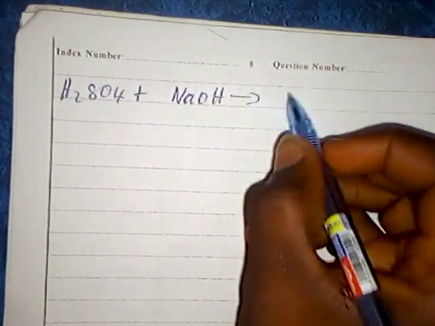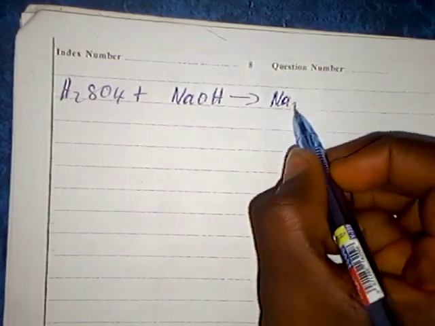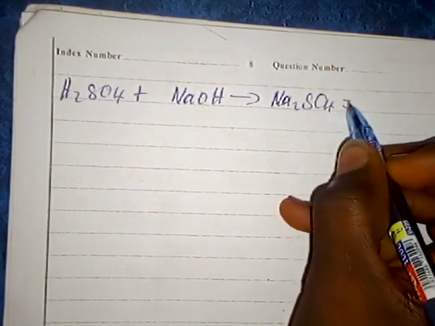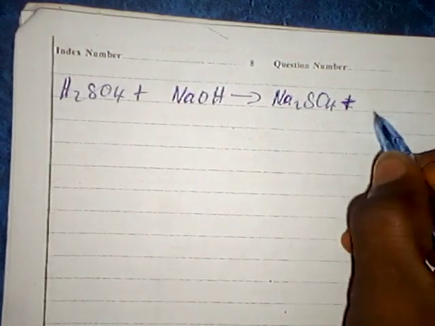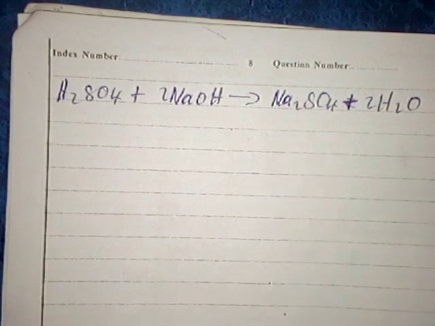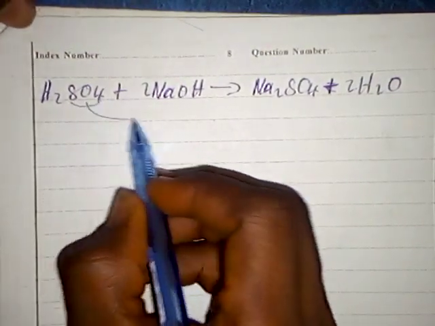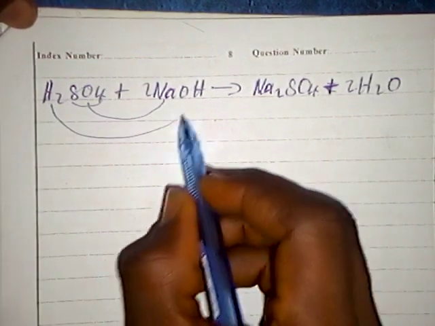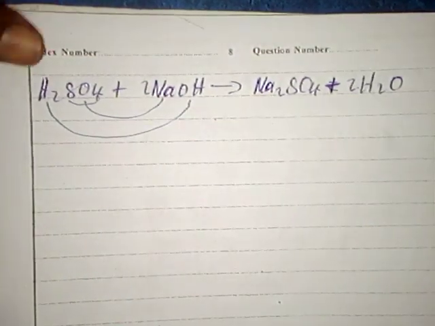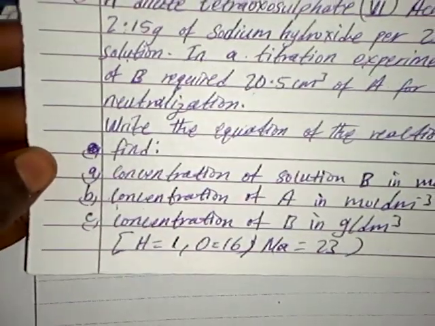To produce what? Sodium sulfate, Na2SO4. This is sodium sulfate, and water, H2O. So we put here 2, we put here 2. So this is the equation of the reaction, right? Therefore, sodium sulfate reacts with this, and also this one reacts with this. They form water. I hope it's clear. So this is the equation of the reaction. That's what the question first says.